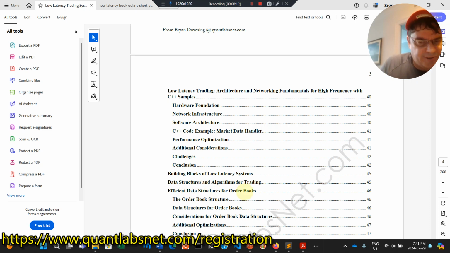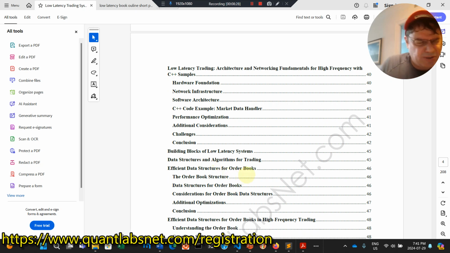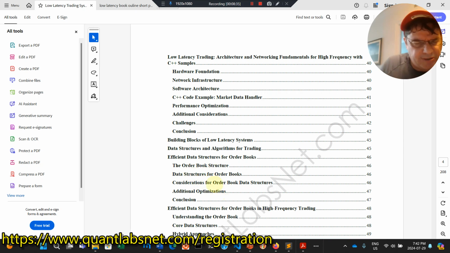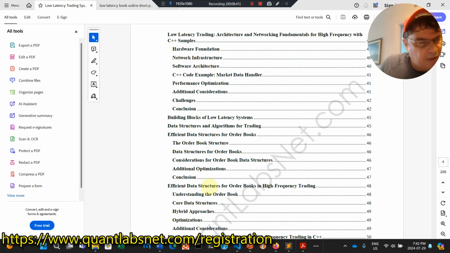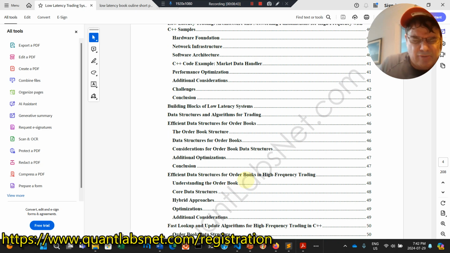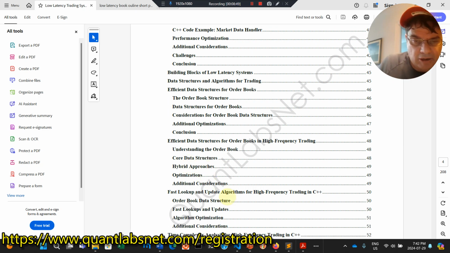So we talk about order books. This is considered the heart of the HFT trading system. There's the different data structures and algorithms used specifically for order books. We talked about order book structure, data structures used, and there's pros and cons of each one. Consideration for the order book, additional areas of optimization. Again, we continue with the order books, understanding the order book itself, core data structure, hybrid approach, and so on.